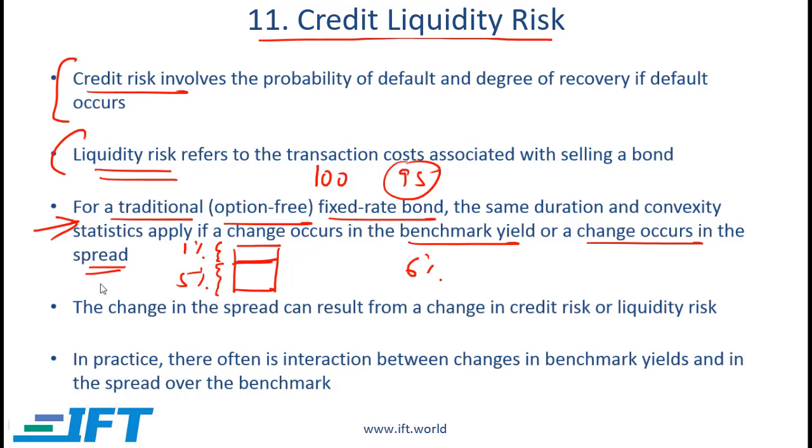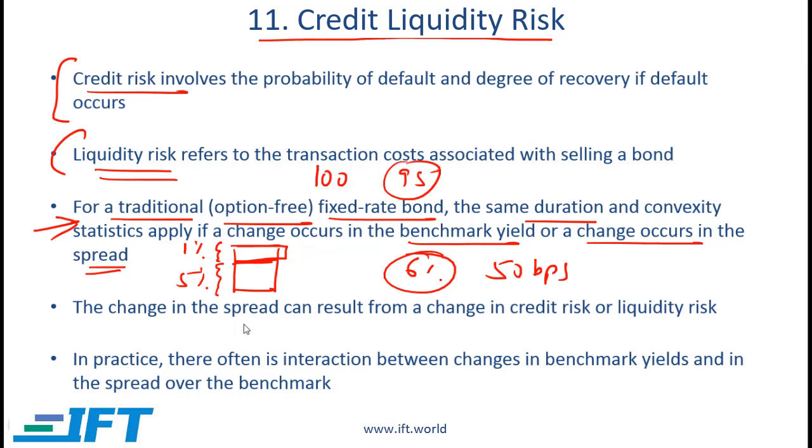The impact can be calculated using the duration and convexity statistics that we've talked about. In other words, we've said earlier that if interest rates go up by, let's say, 50 basis points, then convexity and duration can be used to calculate the impact on the bond price. Similarly, if the spread here changes from 1% to 1.5% or 150 basis points, then the impact on the price can be calculated using the same duration and convexity statistics that we've been talking about all along.